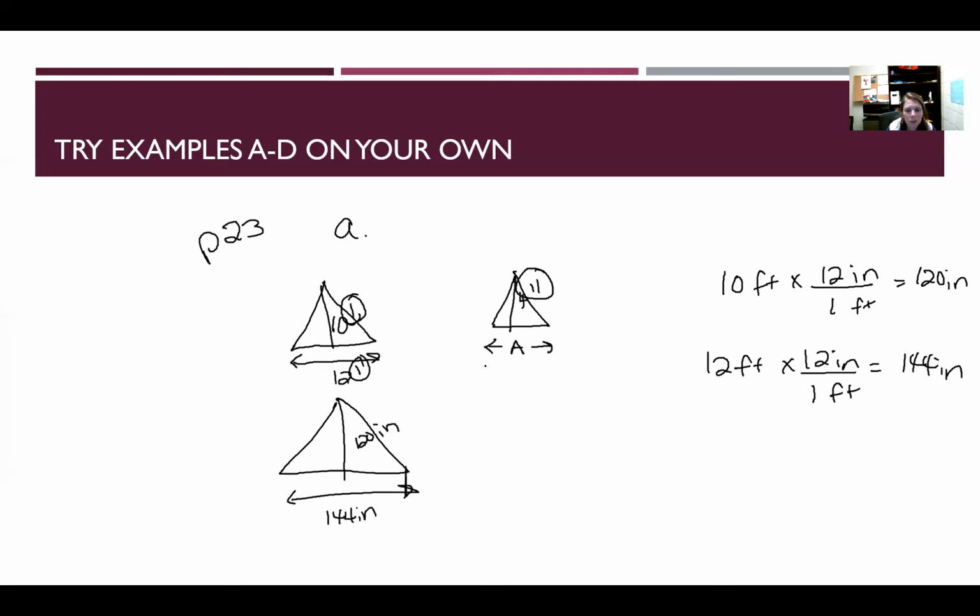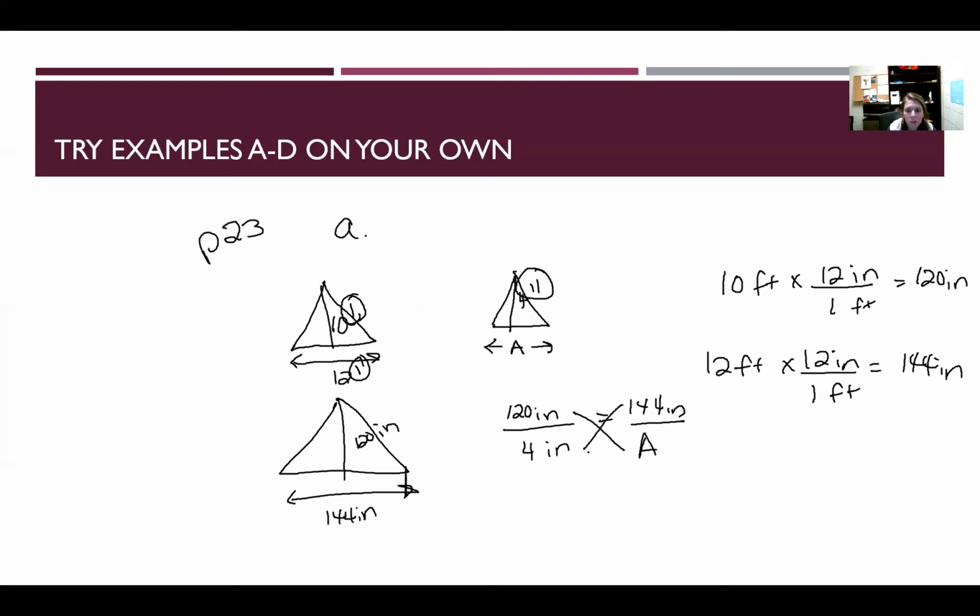So let's compare what's similar. I know that 120 inches compares to what? It compares to the 4 inches over here. And I know that 144 inches compares to the A over here. Okay, so you want to always make sure you do the same comparison. All right, if you start out with this triangle first on the top, then you start out with the same triangle on the top over here.